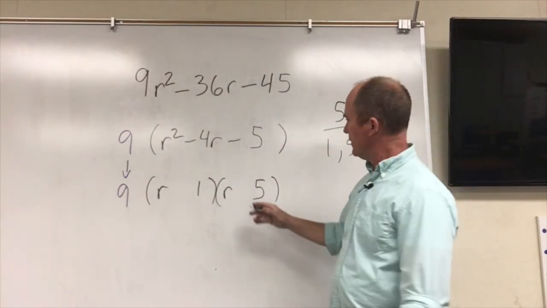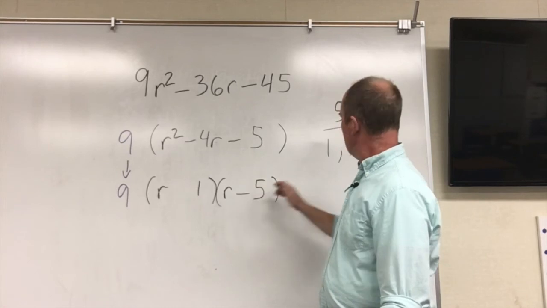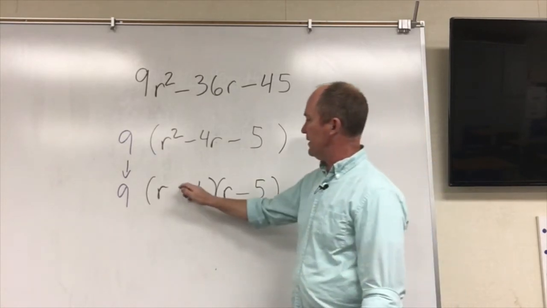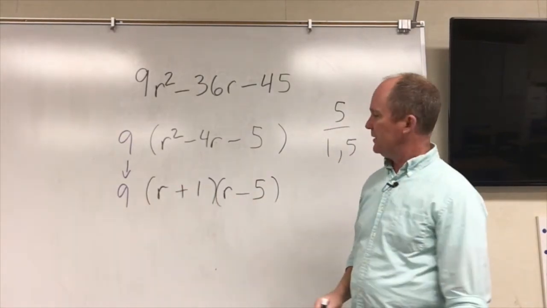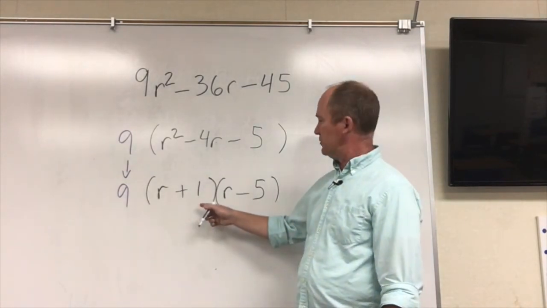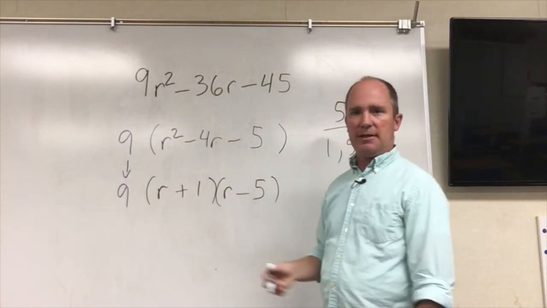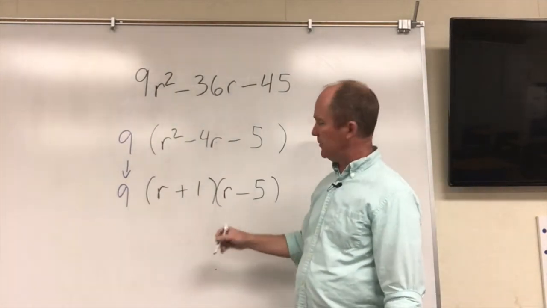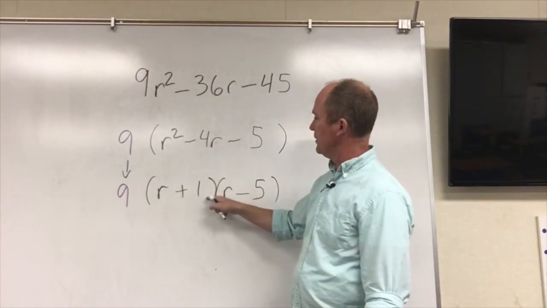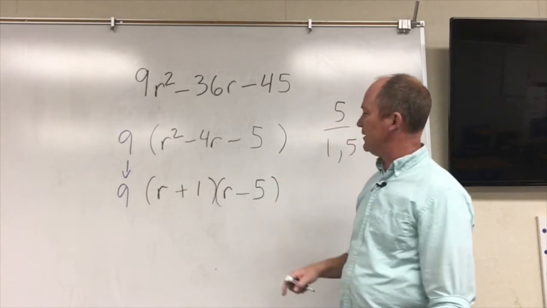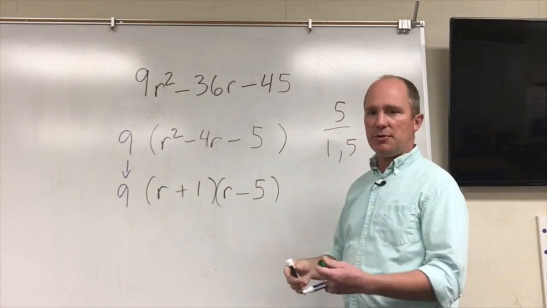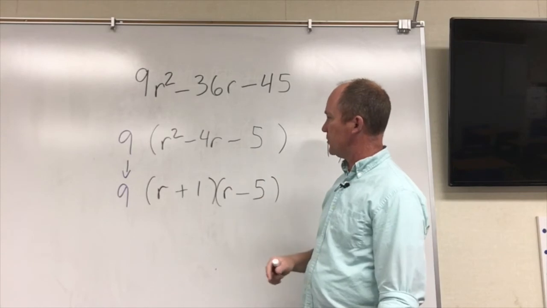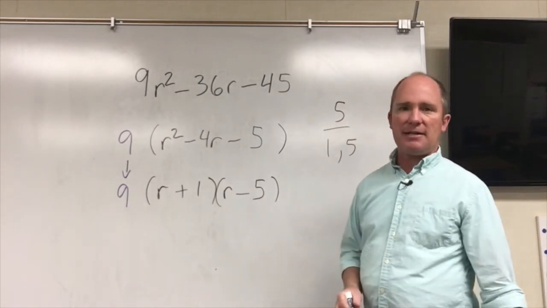So if I take a look at that, I'm going to have the negative 5 and a positive 1. If I did it the opposite way, I'd have a negative 1 and a positive 4 would be wrong. In this case, I just want to double check all my numbers work out. So 1 times r is r, and then r times negative 5 is negative 5r. And when I add those two together, negative 5 plus 1 is going to be negative 4. And so there, I've factored it as far as it can go.